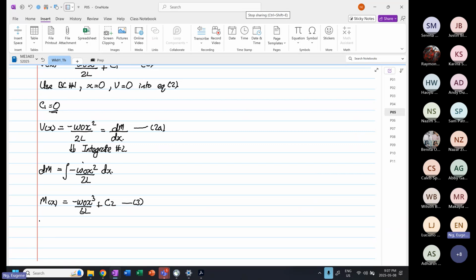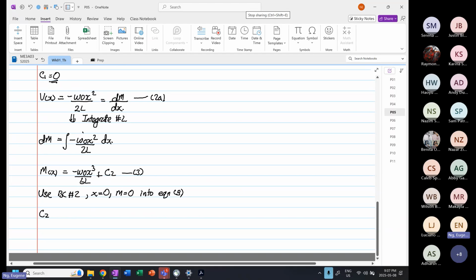Then we are going to use our boundary condition number 2, where we have x is equal to 0, m is also equal to 0. We're going to substitute into equation number 3. So when that's the case, we have C2 is now equal to 0. Okay, so what we have is m as a function of x, and this will be equal to minus omega naught x cubed over 6L. Okay, so this is our equation 3a.